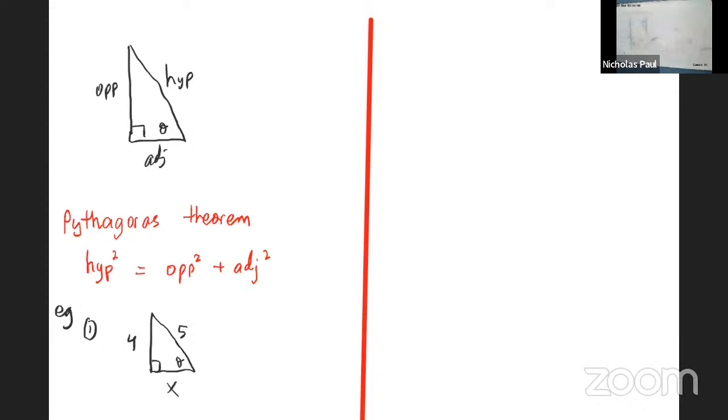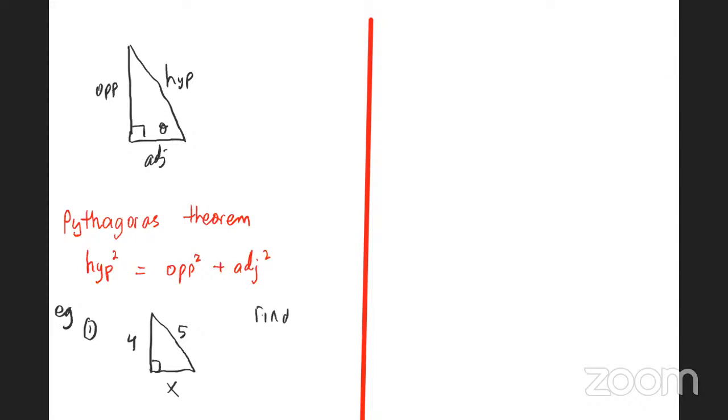All right, so suppose I gave you a problem like this. I gave you a right angle triangle, and the right angle triangle had sides 5, 4, and x. And I asked you to find x. First thing we have to check is what type of triangle it is. What type of triangle is that? Right angle triangle.